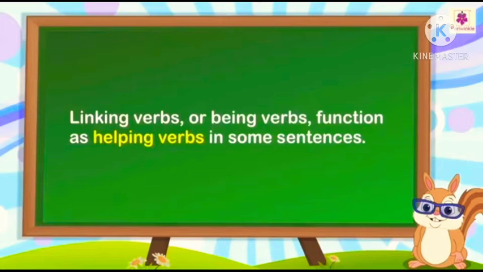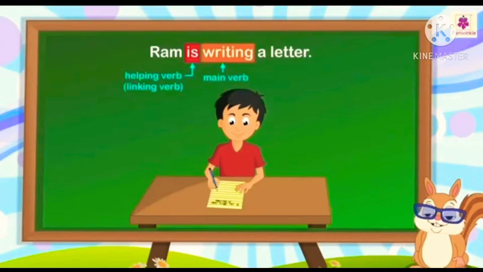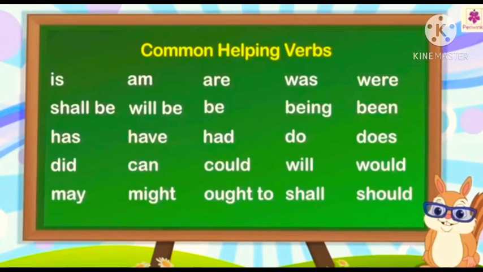Linking verbs or being verbs function as helping verbs in some sentences. For example, Ram is writing a letter. Here is is a linking verb as well as a helping verb, and writing is the main verb. Is links the subject with the predicate. That's why it's a linking verb, and at the same time it is helping the main verb to make the sentence complete. So it is acting as both a helping as well as a linking verb in this sentence.